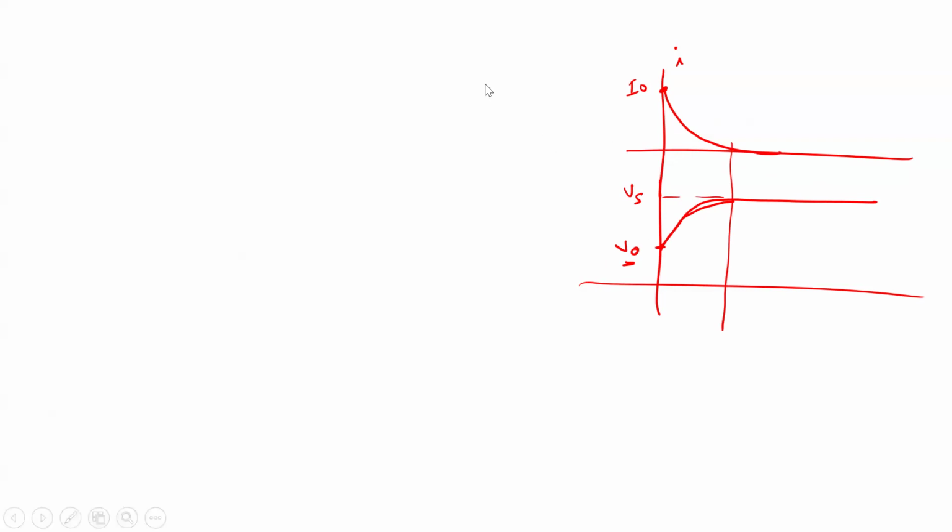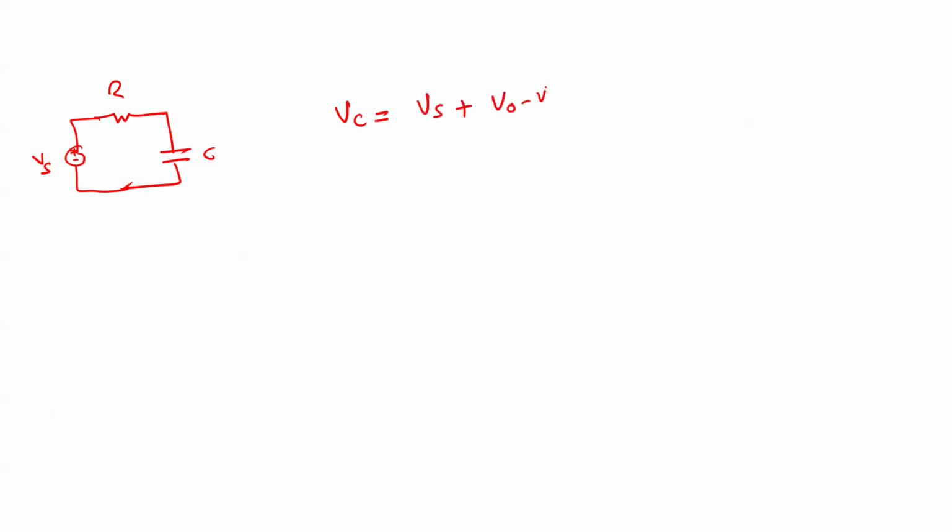Okay, so again, for the last time, if you have a circuit like this one, C and R, this is the conclusion of everything I explained. VC should equal Vs plus V naught minus Vs times e to the minus t divided by tau, and tau here is RC. You know tau controls how much time it takes to charge the capacitor.